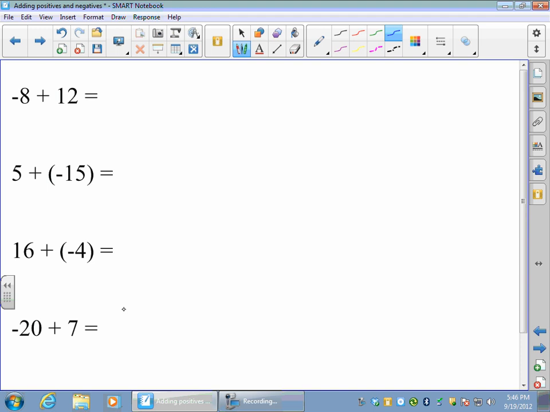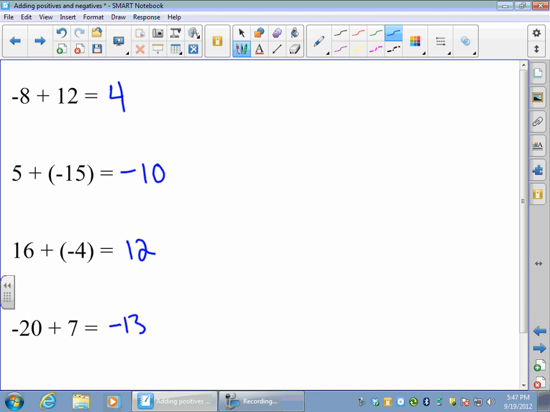Okay, so the first one, we have a -8 plus a positive 12. That should have ended up giving you a positive 4. The next one, a positive 5 plus a negative 15. That should have ended up giving you a negative 10. Third one, positive 16 plus negative 4. That should give you a positive 12. And the last one, a negative 20 plus a positive 7. That should have given you a negative 13.